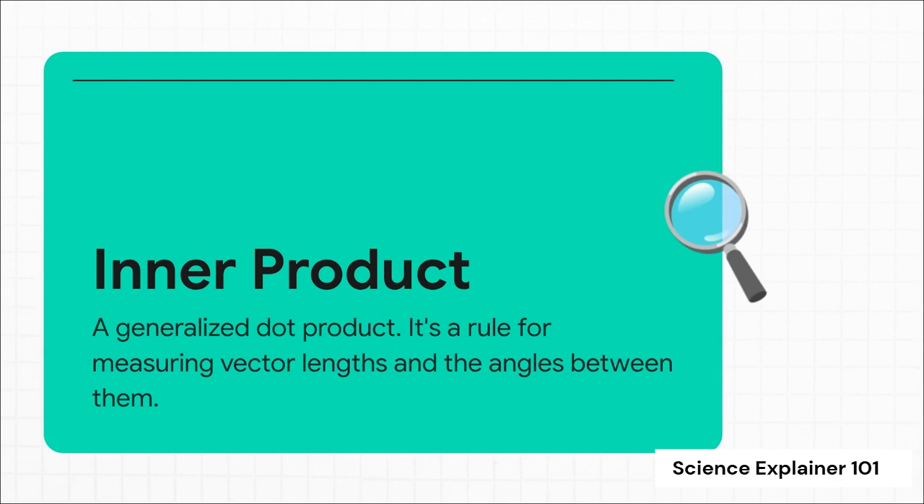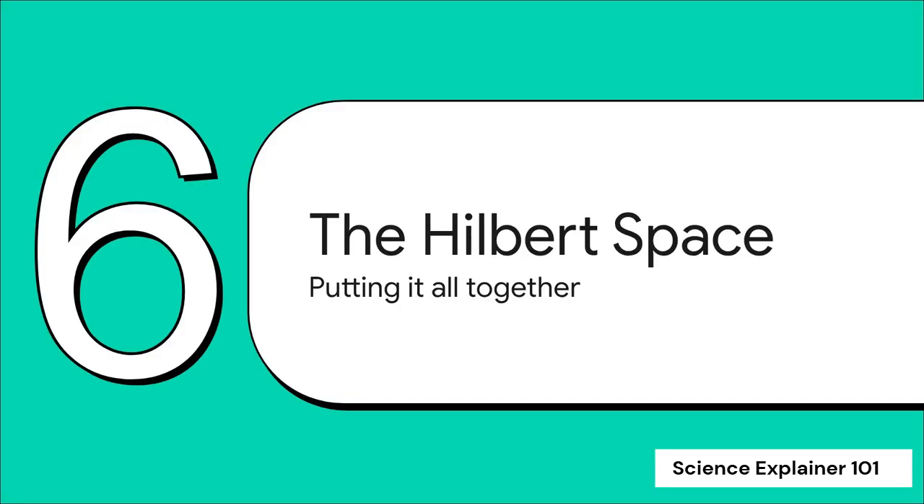Just think of the inner product as the supercharged, works-on-anything version of the dot product we saw before. It's a formal rule that we add to our space, a rule that lets us measure the length of any vector and the angle between any two, even if those vectors are functions. And we've done it. We've gathered all the ingredients. We started with a simple arrow, we blasted it off into infinite dimensions, and then we added our two non-negotiable rules. So let's put it all together and finally answer Hilbert's legendary question.